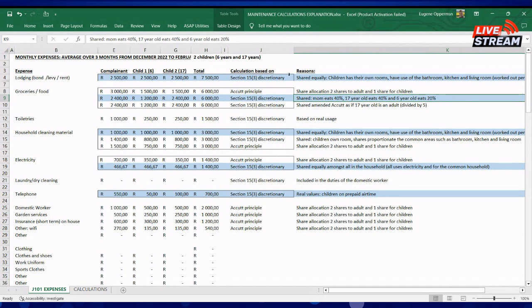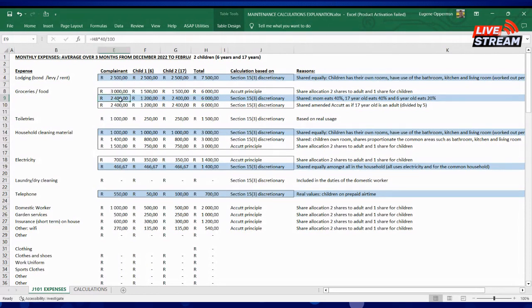So that is an easy calculation to make, of that 6,000 Rand that is allocated or spent on food per month. Obviously, that amount won't be a fixed amount, 6,000 Rand, because you would need to submit proof to say this is the amount that you used per month. But I'm just using 6,000 Rand as a ballpark figure. So if you work it out on the basis that Mom eats 40%, the 17-year-old eats 40%, and the 6-year-old eats 20%, which seems very reasonable, very fair in terms of the discretion that the court might have, then that's a simple calculation.